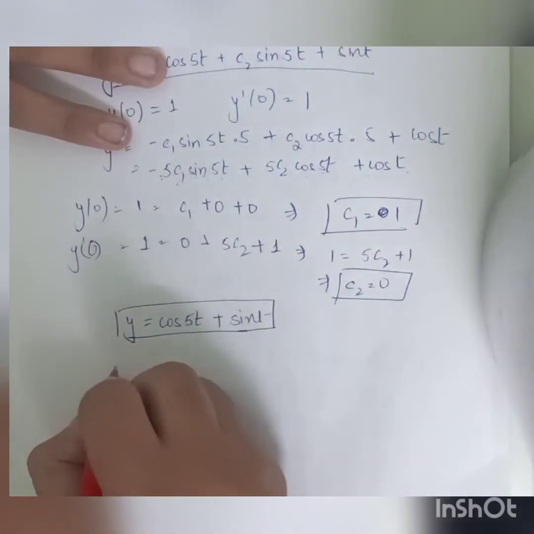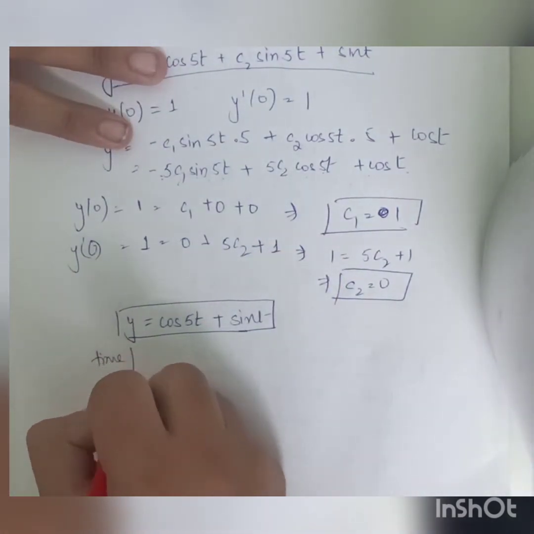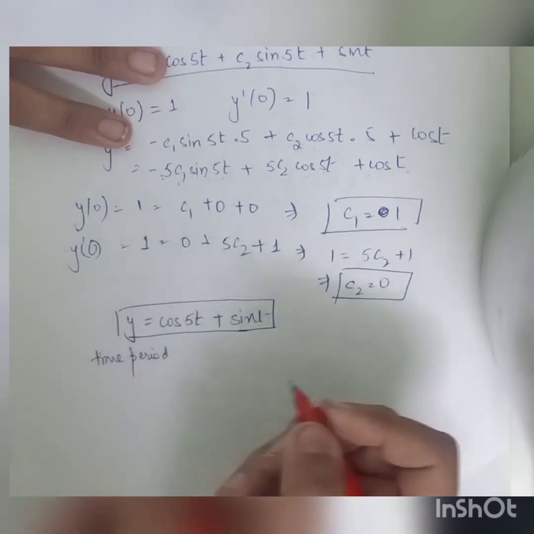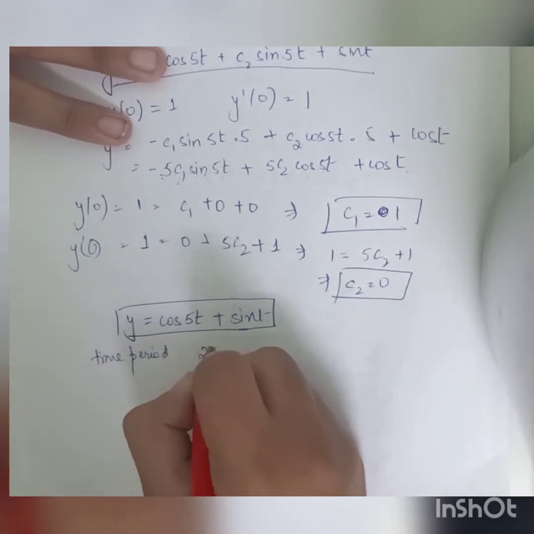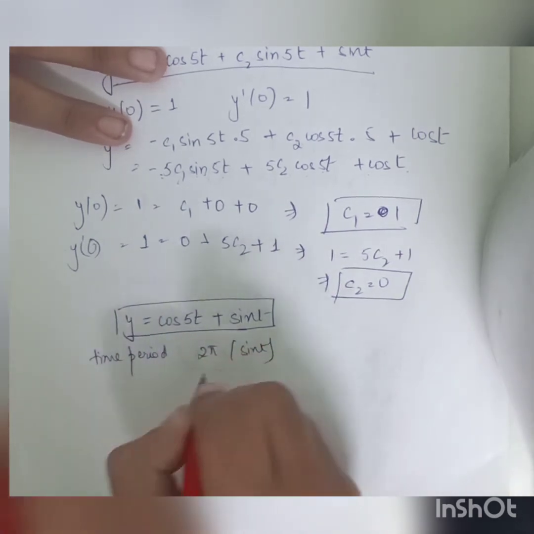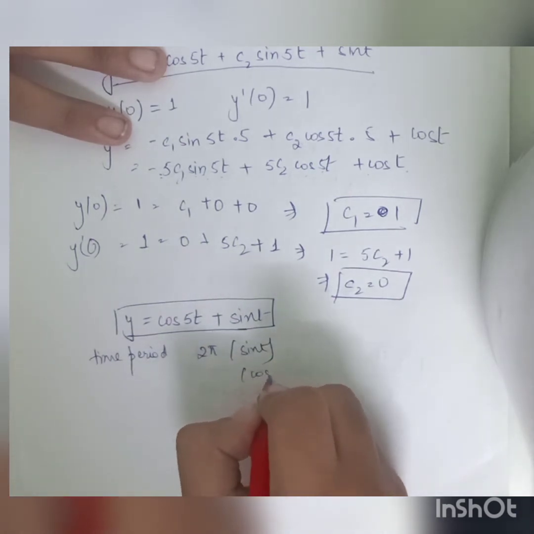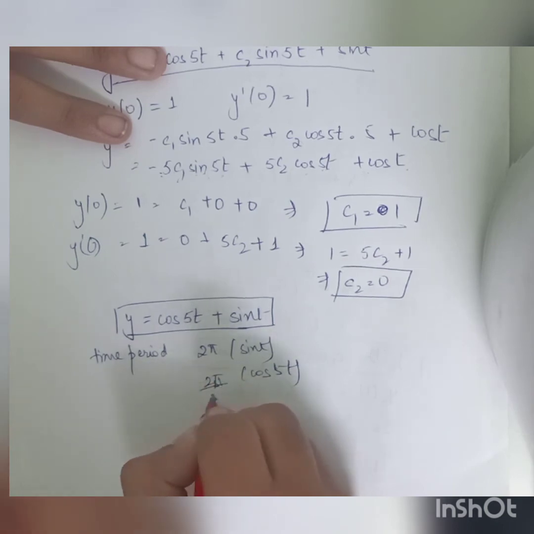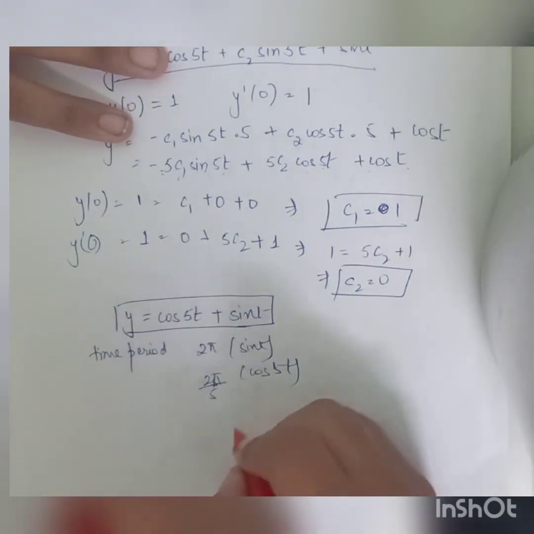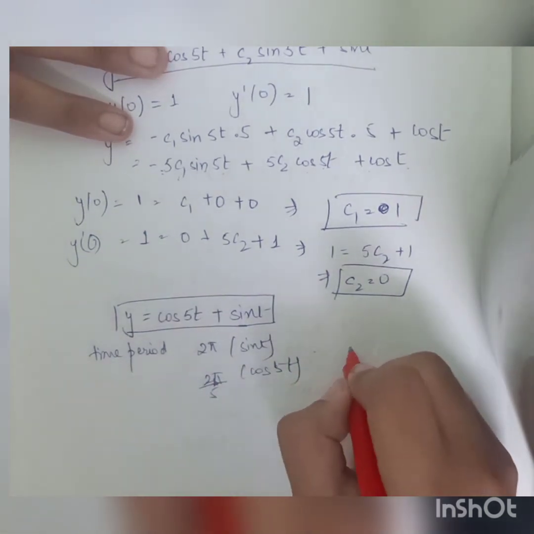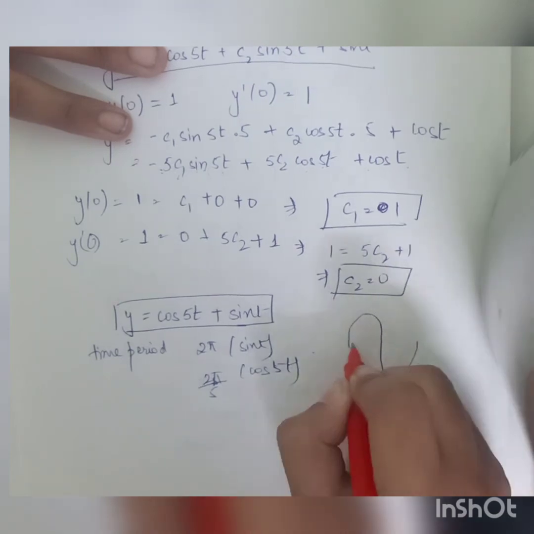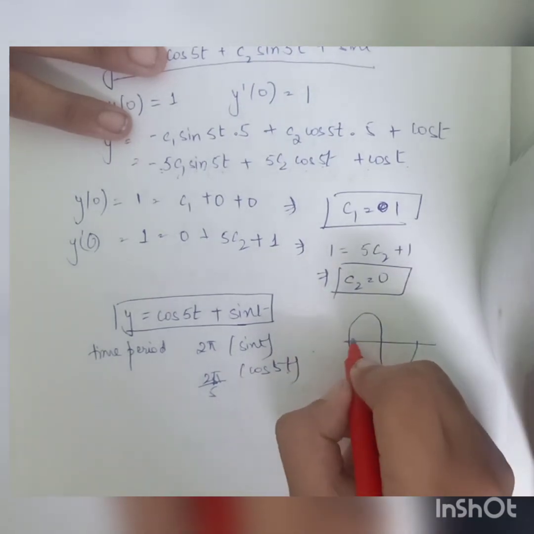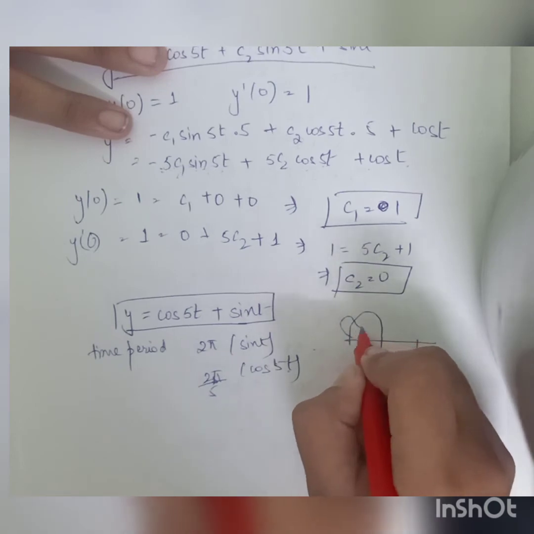How do we draw the graph? Now, the time period of sin t or cos t is 2 pi. So the time period of sin t is 2 pi, but for cos 5t, it becomes 2 pi by 5. What it basically means is that for one cycle of sin t, there will be 5 cycles of cos 5t.